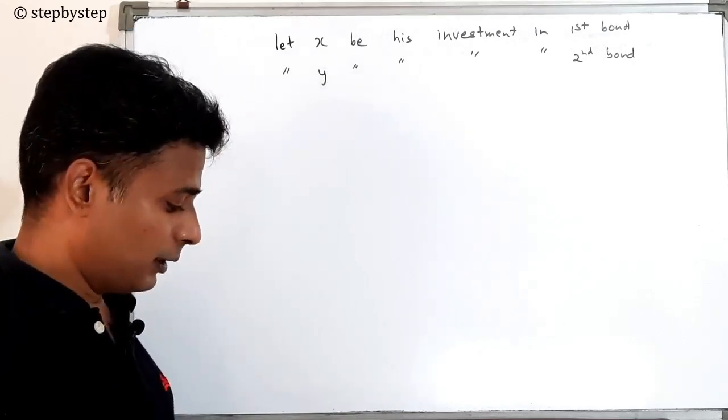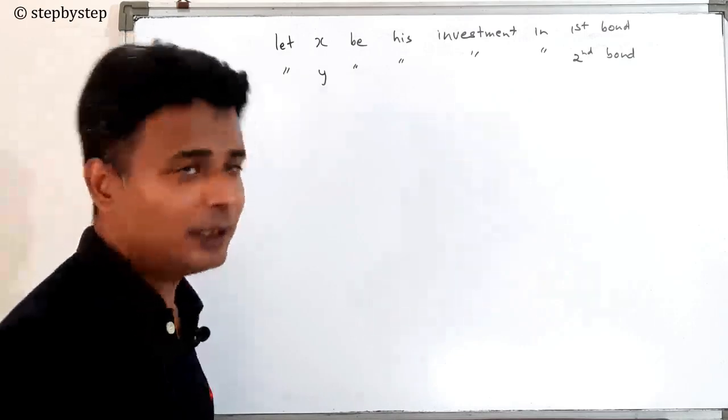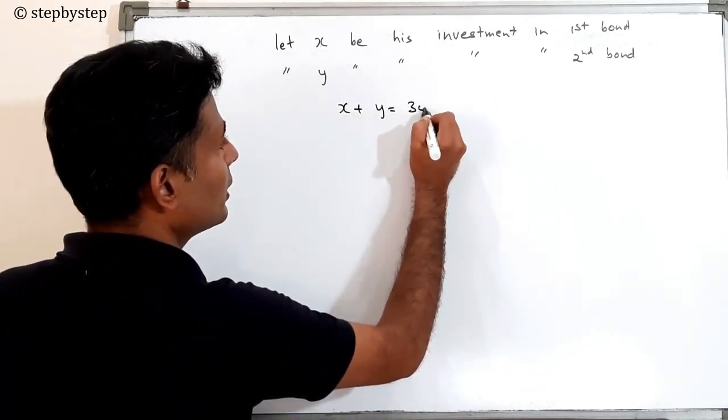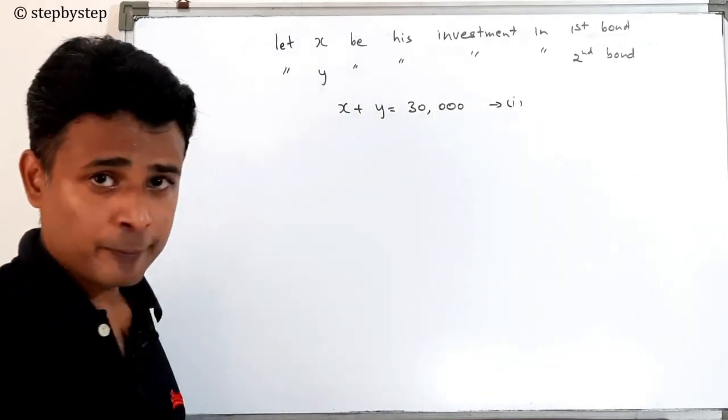Now what has been given? A man has invested 30,000. So total how much has he invested? 30,000. So X plus Y will be equal to 30,000. We already got our first equation.